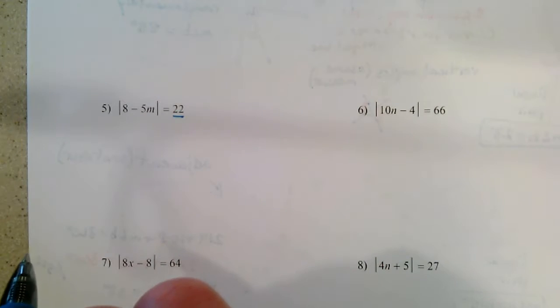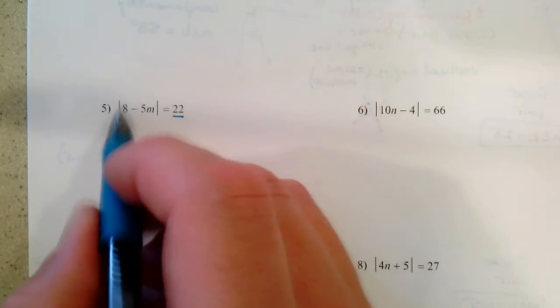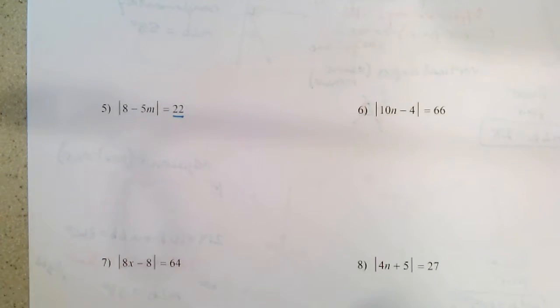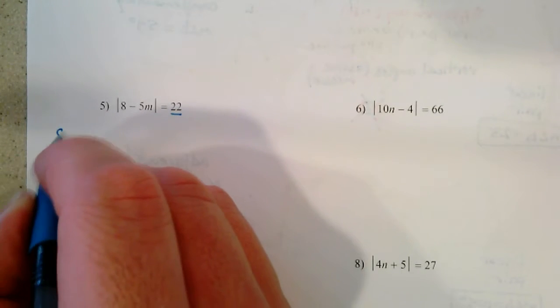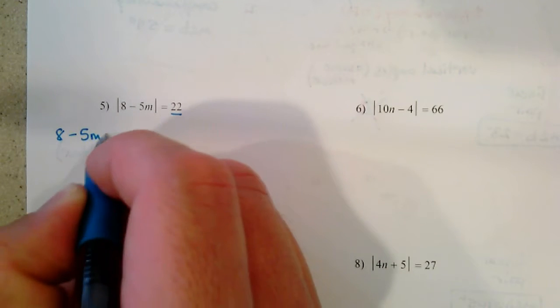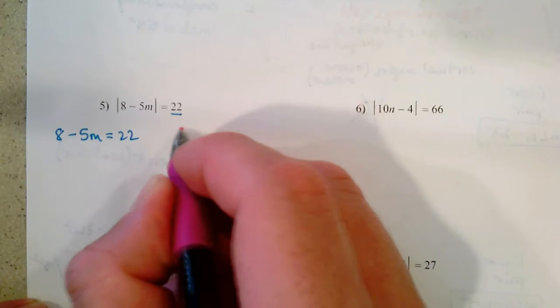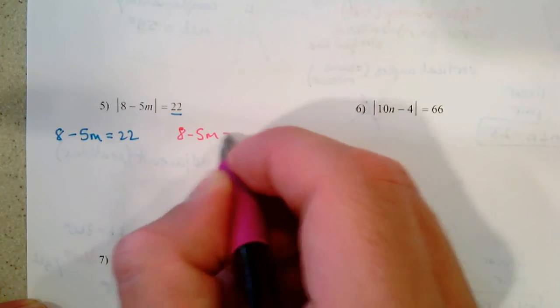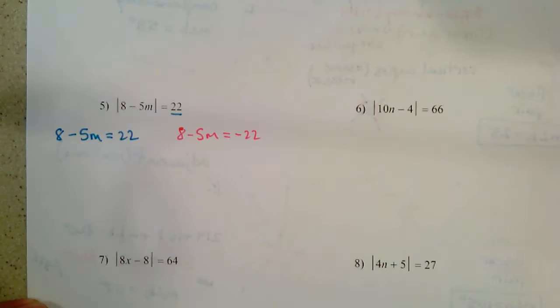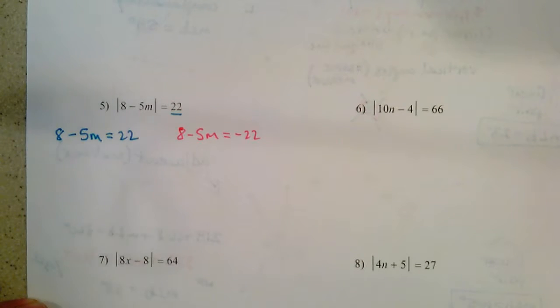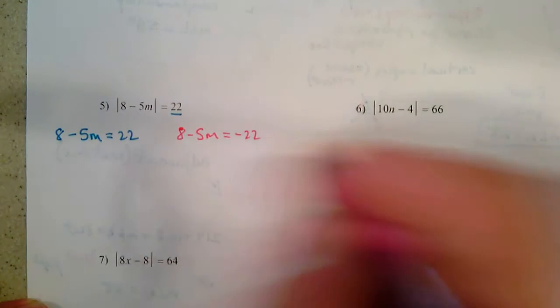There are several different ways to think of this, but whatever this number is, 8 minus 5m, whatever this quantity is, you work it out, it's 22 spaces away from 0 on the number line. Which means one of two things. Either 8 minus 5m is equal to 22, that's one possibility, or 8 minus 5m equals negative 22. Could be either of these things. So we just solve both equations separately, and it's going to be the same steps both times.